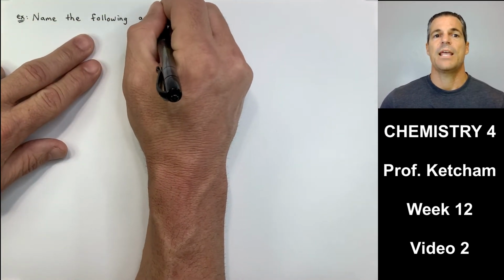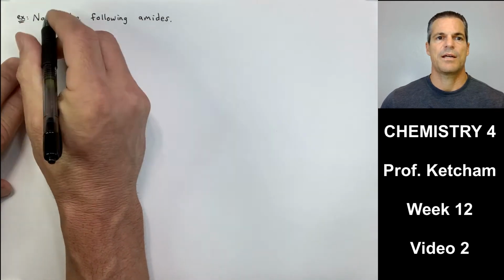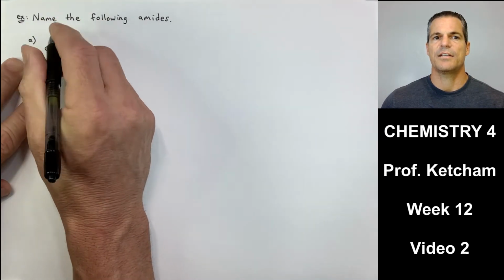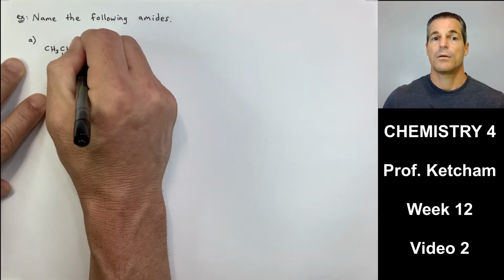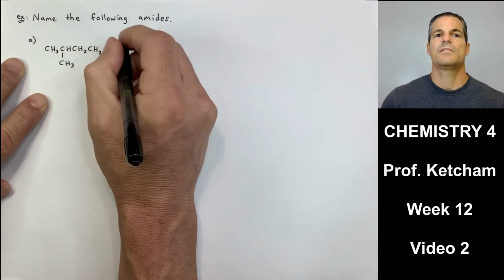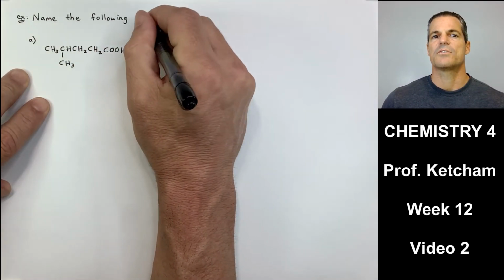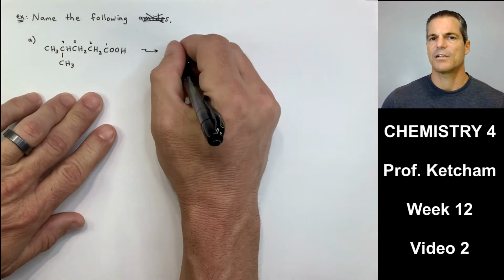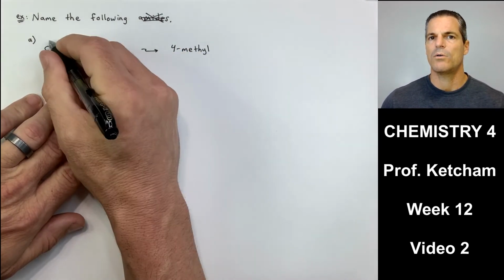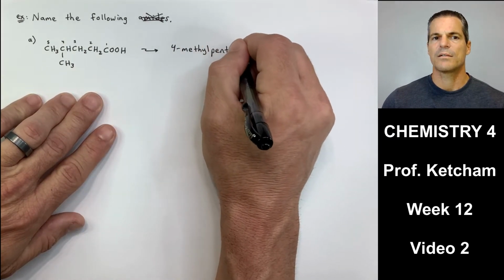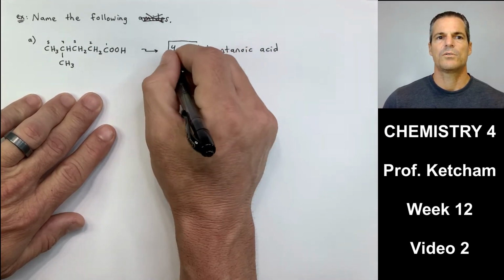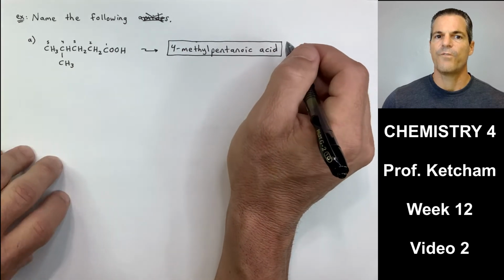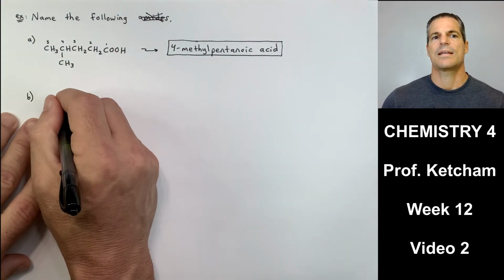Example, name the following amides. All right, so more practice here. CH3CH with a branch CH3 down, CH2CH2COOH. Actually, it's just name the following, my mistake. But that's a carboxylic acid, right? You recognize the COOH, far right, carboxylic acid. So 1, 2, 3, 4, the branch is 4-methyl pentanoic acid.